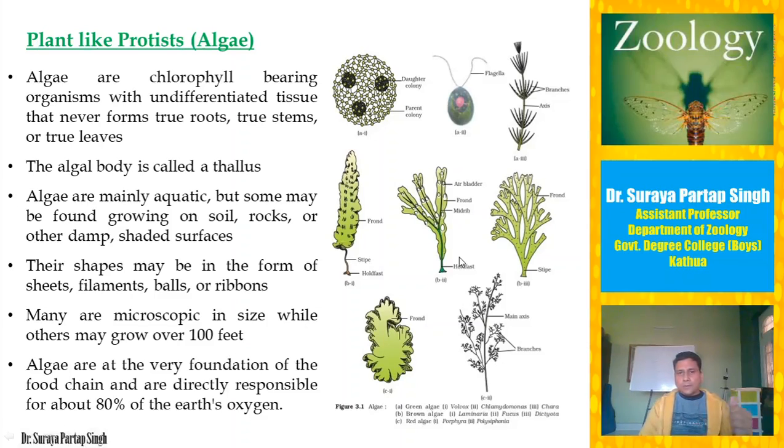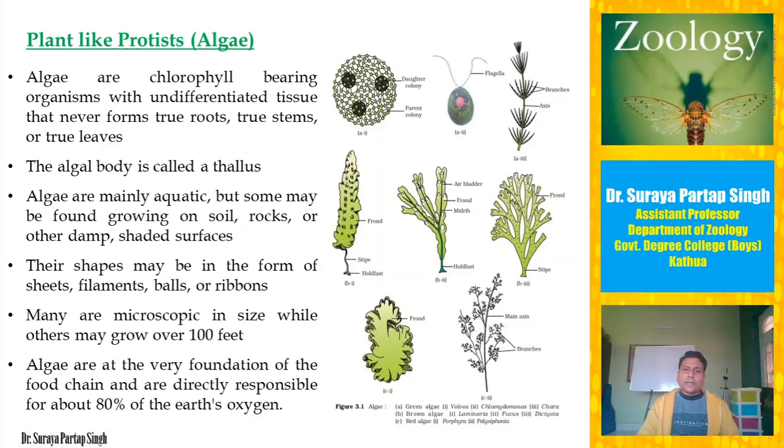Sargassum, for example, is a type of alga which may grow hundreds of feet tall. Algae are at the very foundation of the food chain and are directly responsible for about 80% of the Earth's oxygen. Algae, which are primarily aquatic, are the primary producers. Why are they called the foundation of the food chain? Because they are the primary producers and they are directly responsible for about 80% of Earth's oxygen. Plants are responsible for only the remaining 20% of the Earth's oxygen.